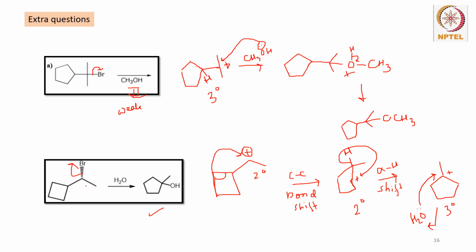So it's very important to determine whether our reaction is going through SN1 or SN2. If there is any weak nucleophile, that is methanol or water or any uncharged solvent, that will be SN1. And if the nucleophile is charged, like OH minus or OMe minus, or any charged nucleophile, that will go through an SN2 pathway.